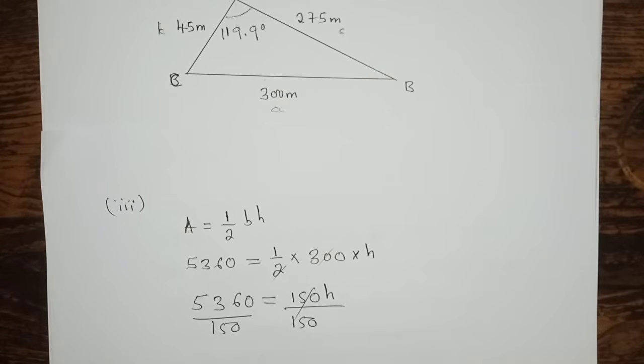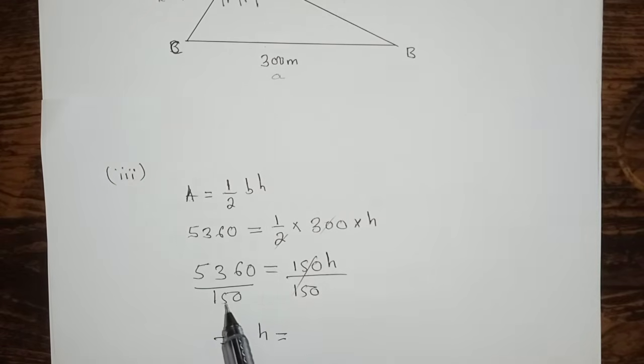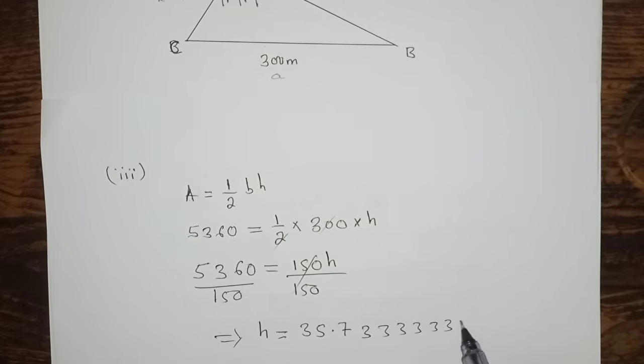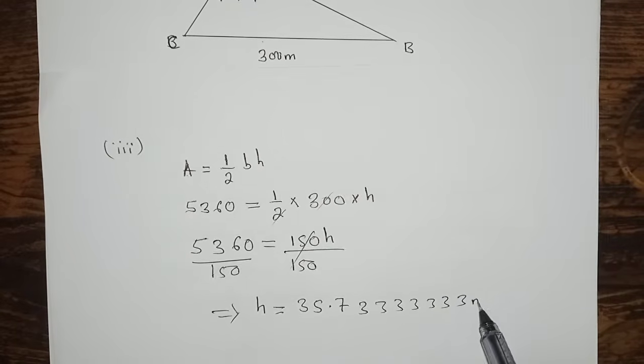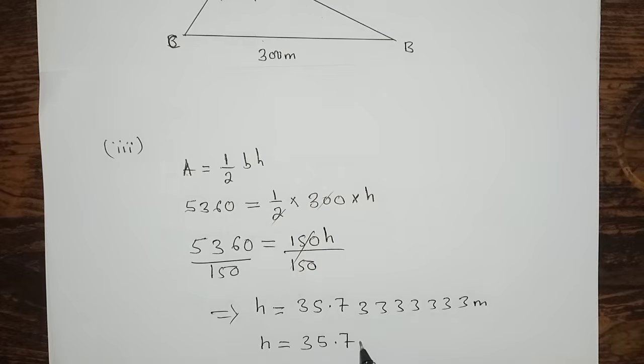We have H will be equal to, remain with H. So when you say 5360 divide by 150, we are getting 35.73333. So we can even say meters. Rounding this to 3 significant figures, we have this is the solution.